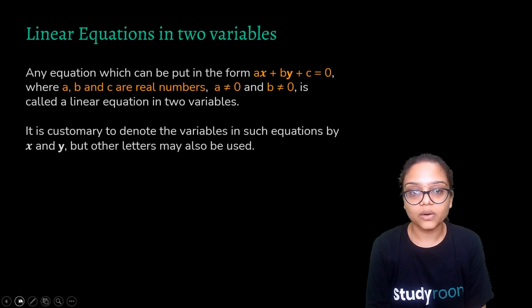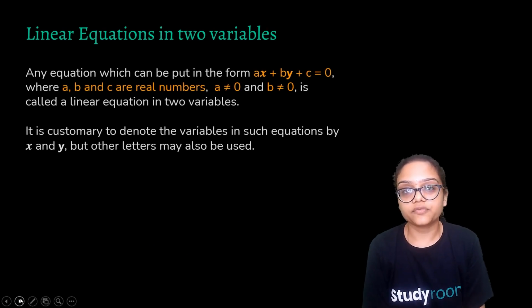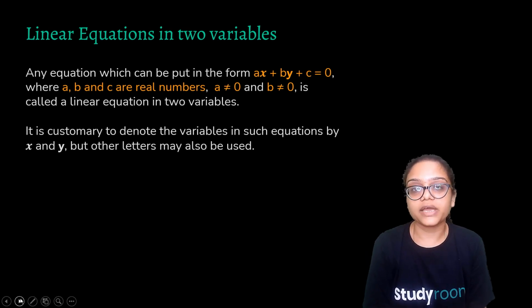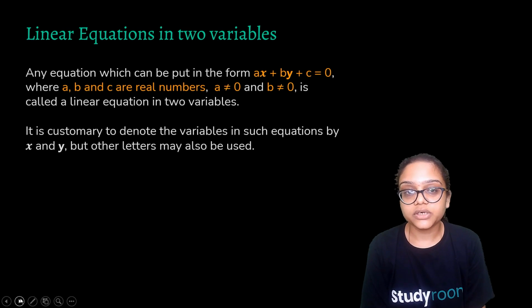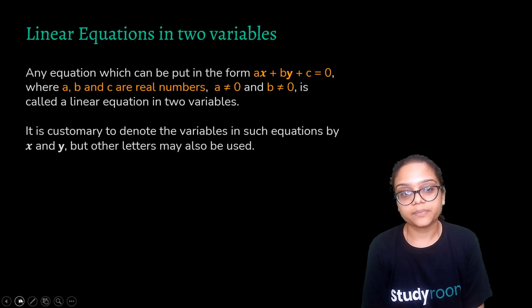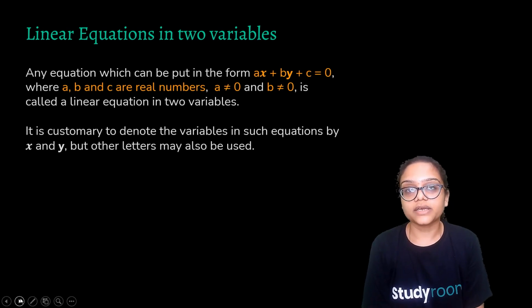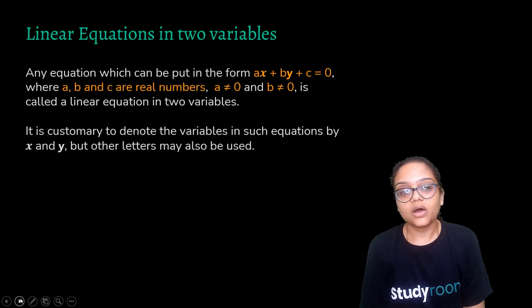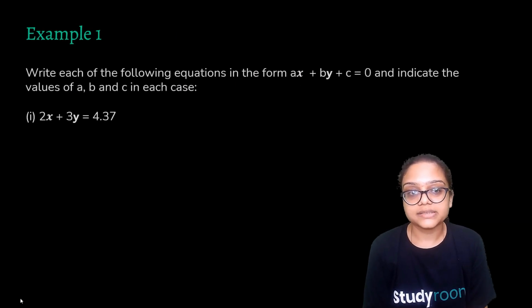Now, an equation which can be put in the form ax plus by plus c, where c is the constant and a and b cannot be 0, because if any of them is 0, the equation can't be in two variables. This type of equation is called a linear equation in two variables. It is customary to denote the variables in such an equation by x and y, but other letters may also be used. We have already discussed this.